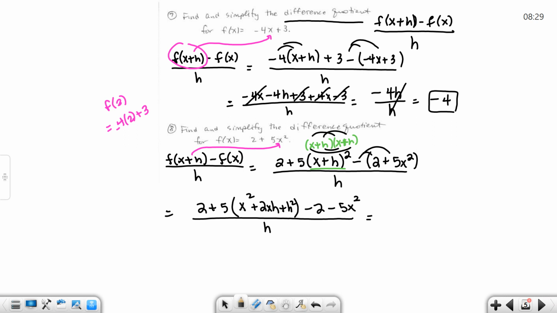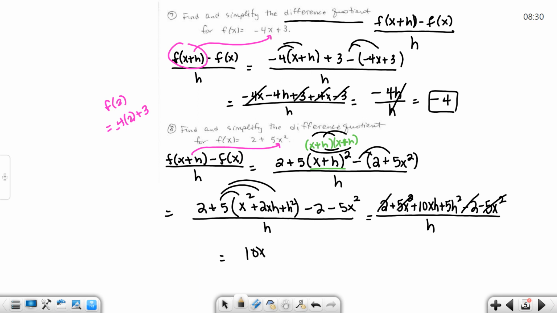We've got a little more we can do up top. We can distribute this 5. So we have 2 plus 5x squared plus 10xh plus 5h squared. Just recopying the other. Minus 2 minus 5x squared over h. And now we can simplify some things in the top. 2 minus 2, 5x squared minus 5x squared, leaving us with 10xh plus 5h squared over h.